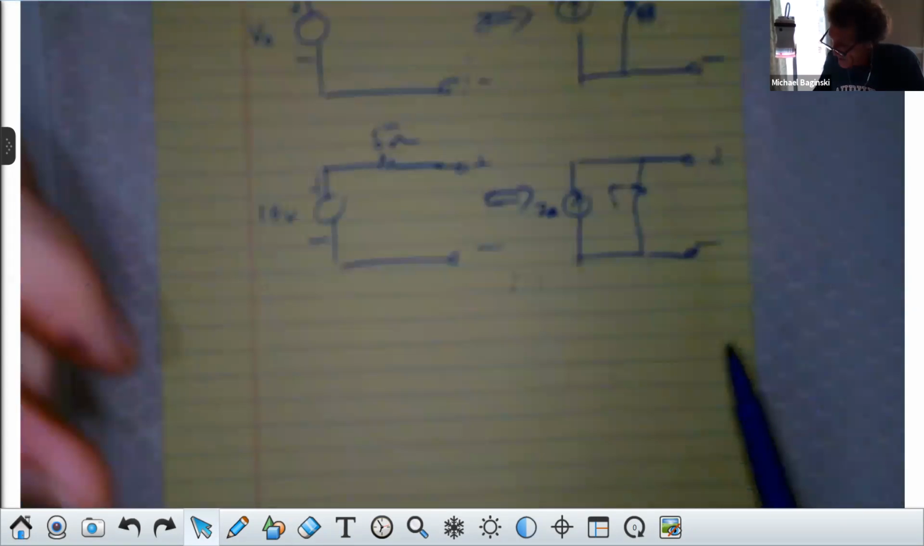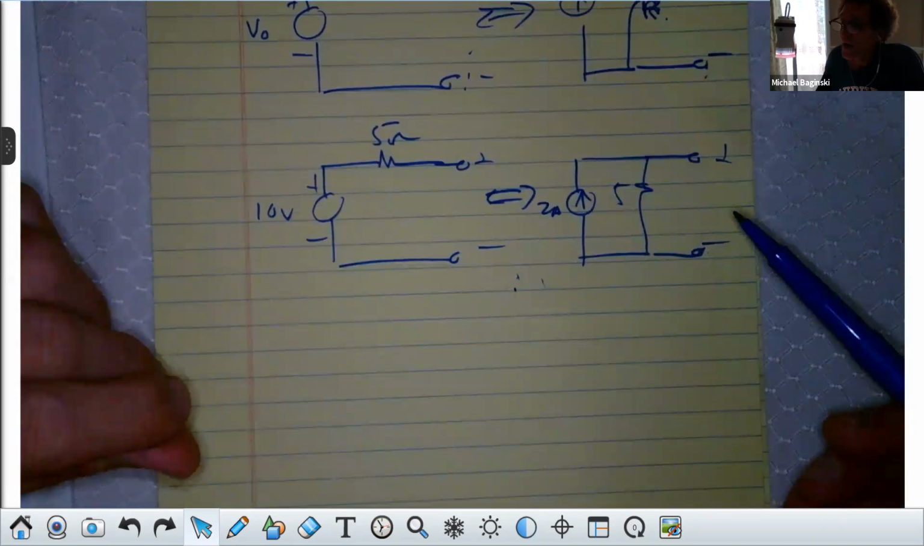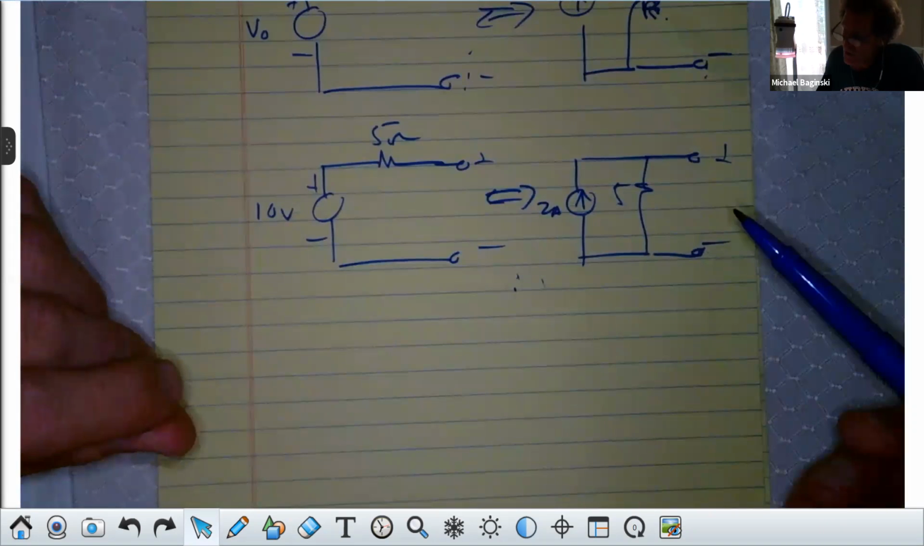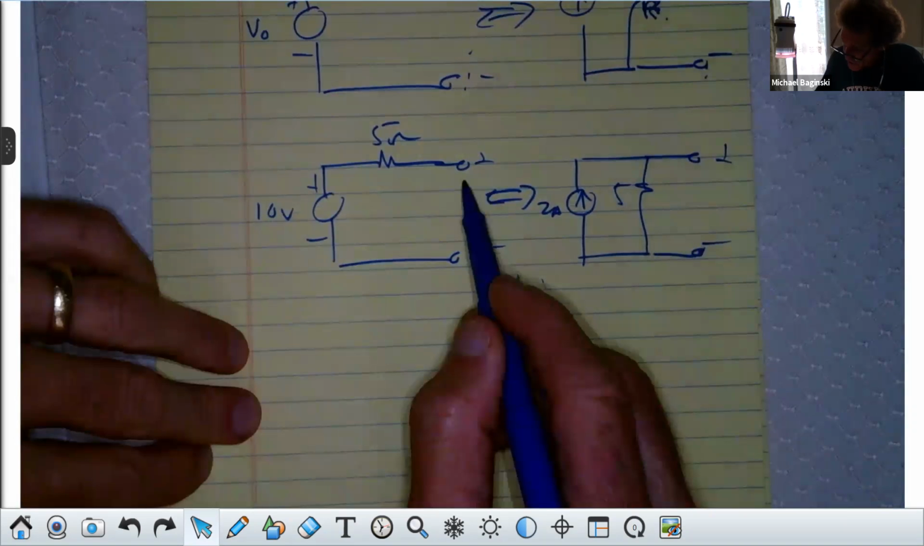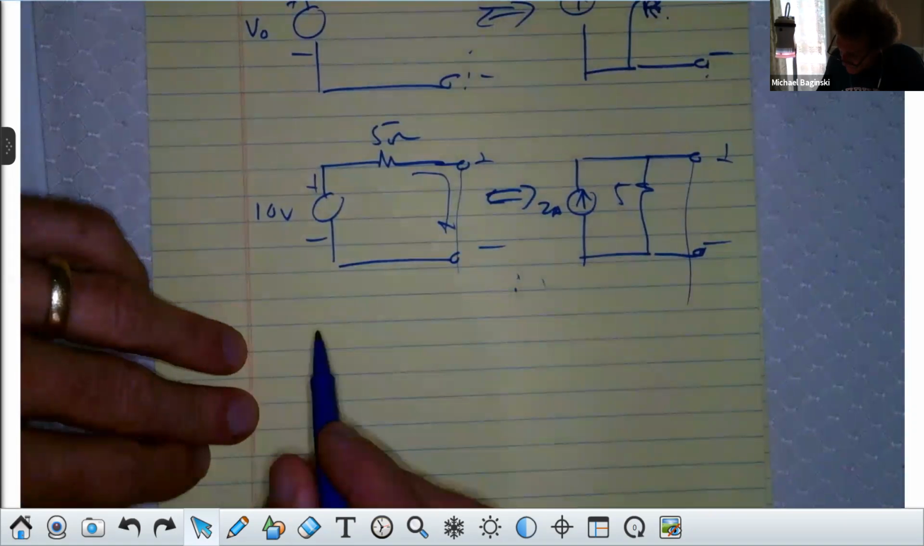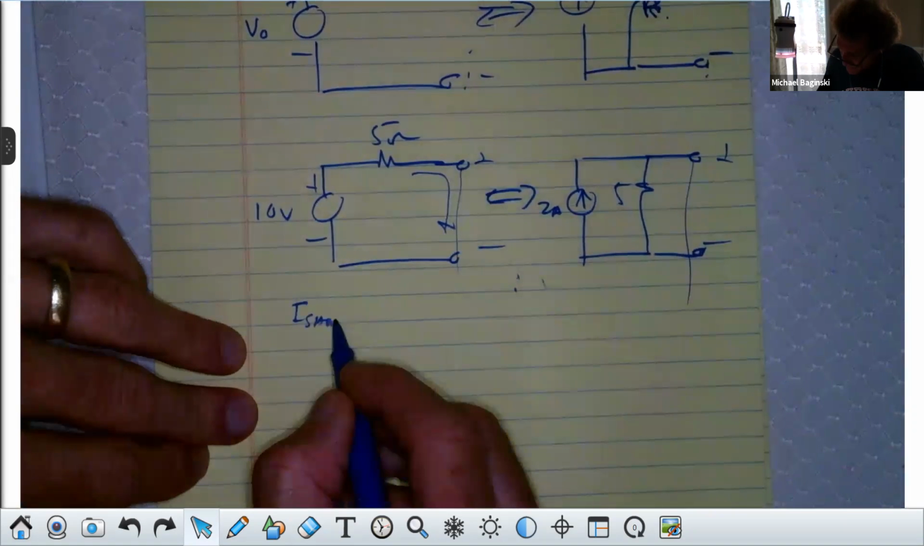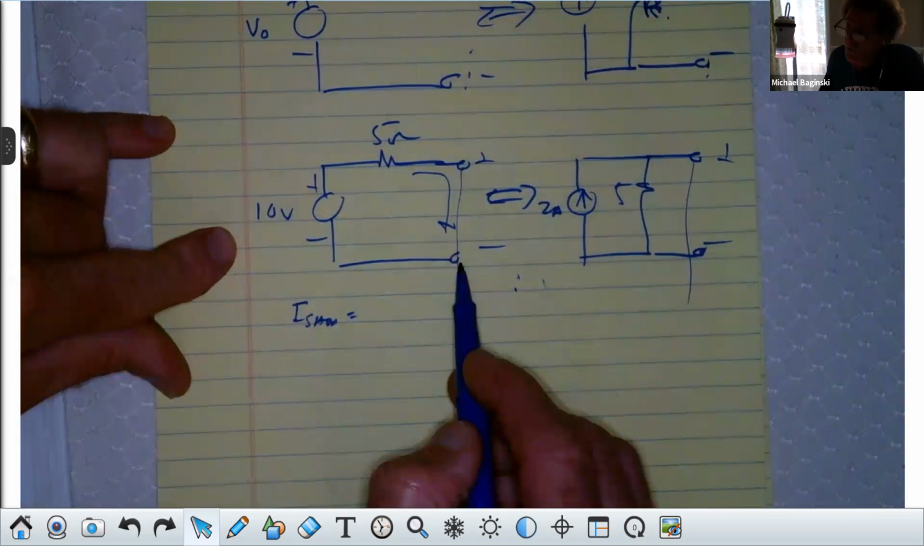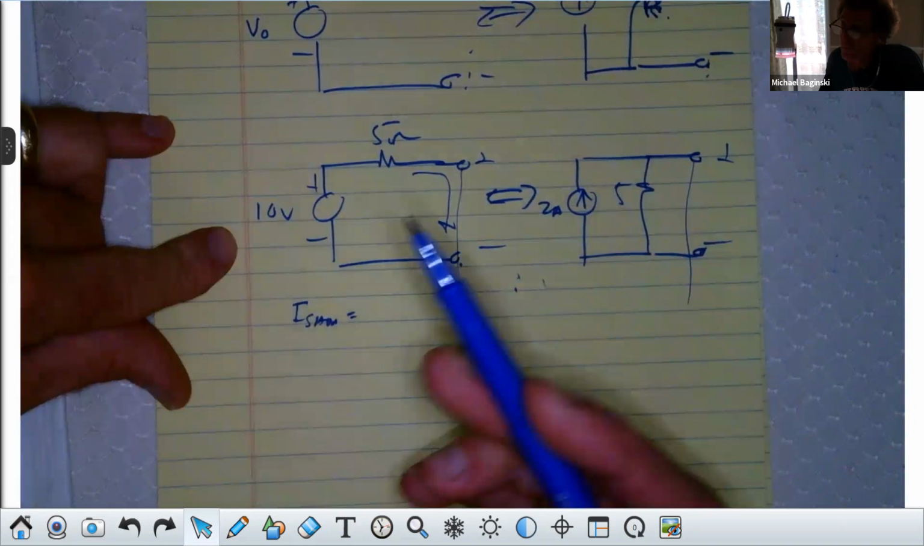All right. So let's start by doing an experiment. First, we're going to put a short circuit. When I put a short circuit here and here, how much current flows here if it's a short circuit? If that's a short circuit, what's the resistance? 0.